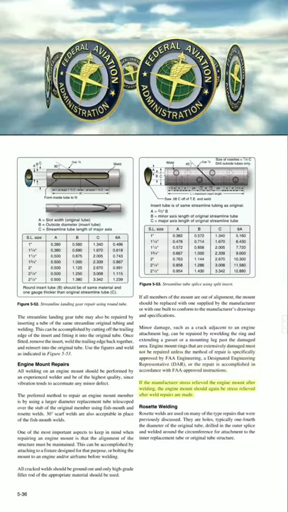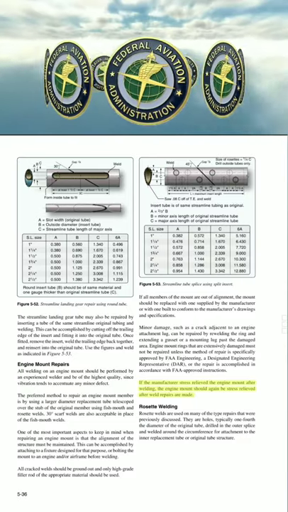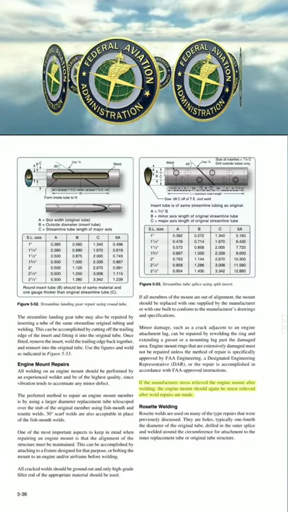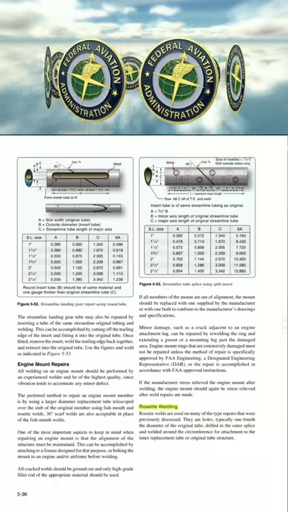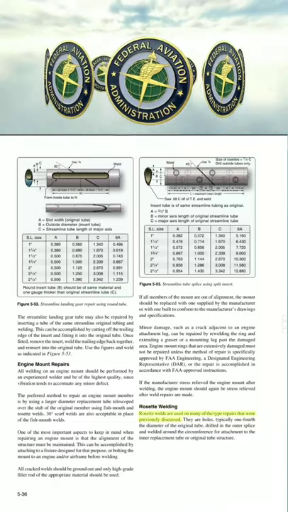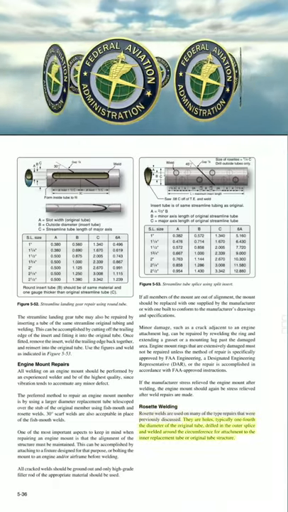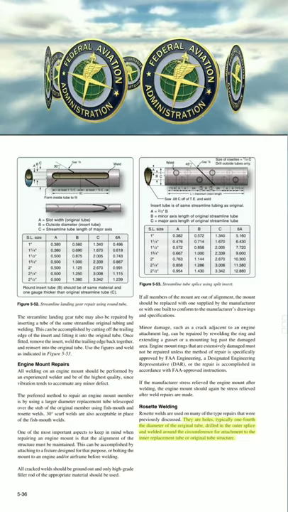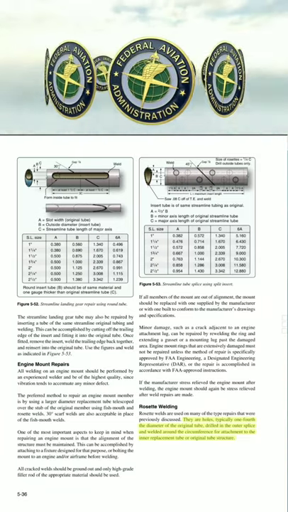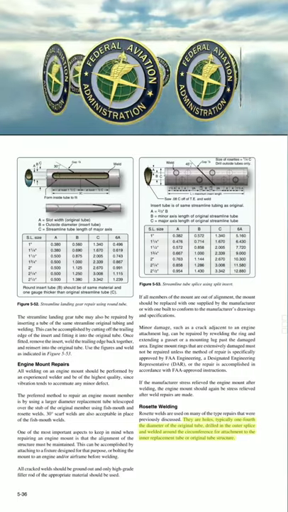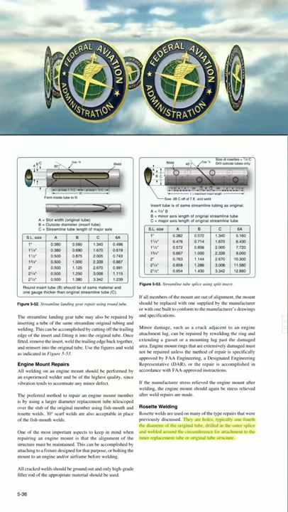If the manufacturer stress relieved the engine mount after welding, the engine mount should again be stress relieved after weld repairs are made. Rosette welding. Rosette welds are used on many of the type repairs that were previously discussed. They are holes, typically 1/4 the diameter of the original tube, drilled in the outer splice and welded around the circumference for attachment to the inner replacement tube or original tube structure.